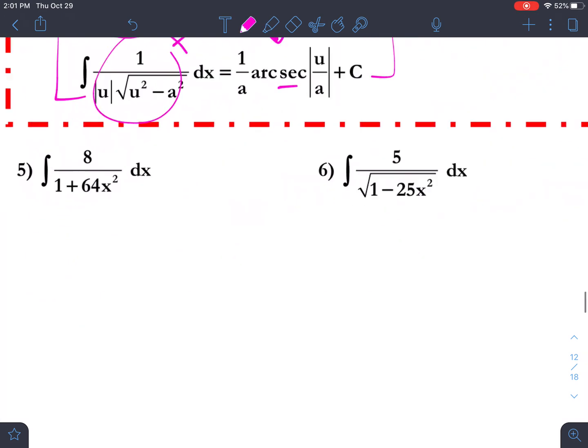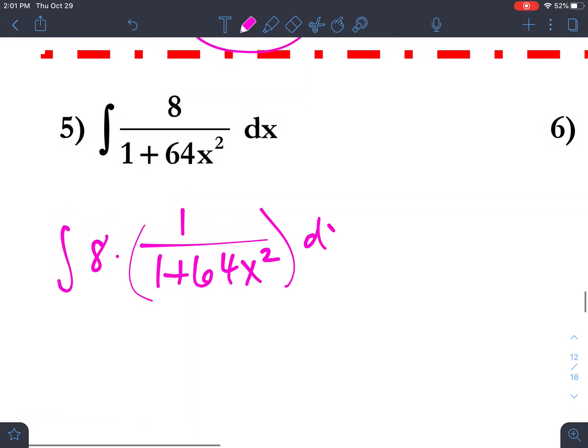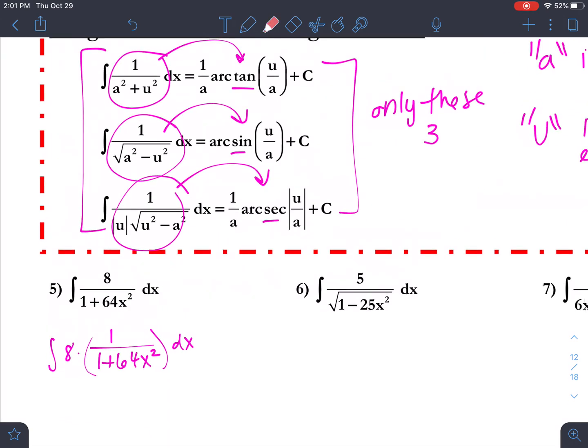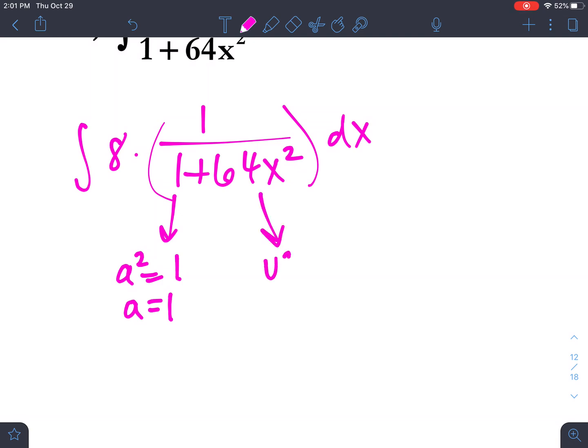The first thing I would have you do is rewrite it a little bit. So 8 times 1 over 1 plus 64x squared. Okay, and we want to look out for a squared and u squared. So you guys see these right here. So let's actually figure out what those are. Okay, a squared would be 1. So a is 1. Then we have u squared is 64x squared. So u is 8x. Right?